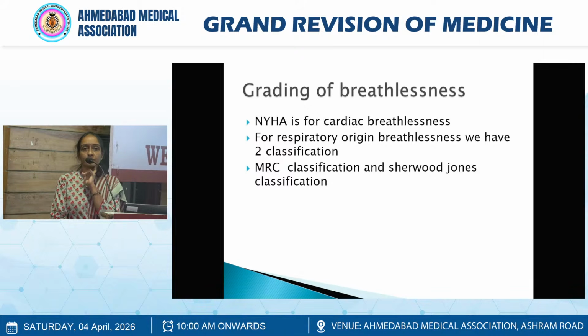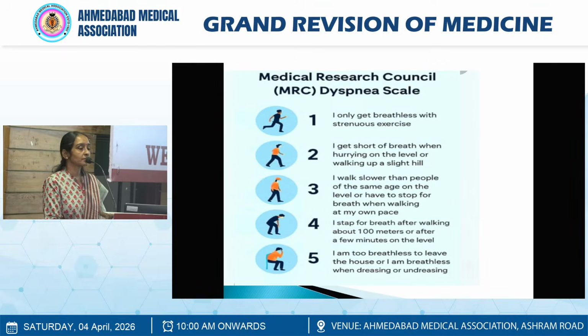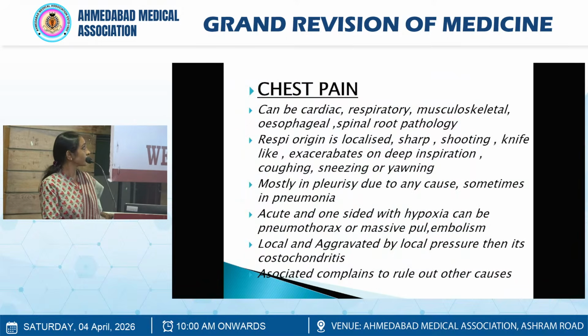So in respiratory you have a different classification. The two classifications we use are the MRC classification and the Sherwood-Jones classification. So this is about the MRC classification, Medical Research Council classification of breathlessness. Okay. Grade 0 is breathlessness on strenuous exercise. Grade 2 is walking not on normal pace, hurrying or up the hill. Grade 3 is compared to the other people of the same age group, they walk slowly and they have to stop in between. So the grading are from 1 to 5.